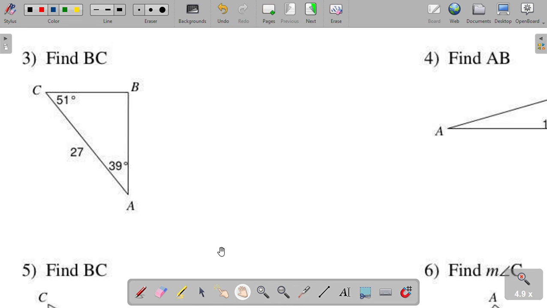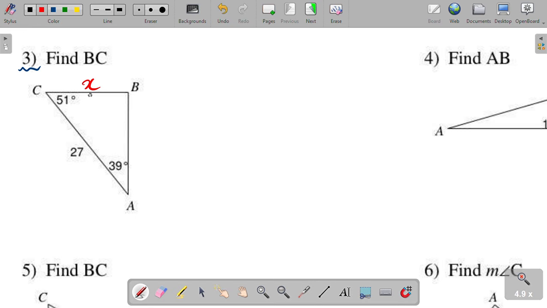Hello everyone. In today's video you're going to learn how to differentiate between when to use the sine law or the cosine law. Let's start with this example, question number 3. It's asking you to find the side BC. So this is the side BC. Let me label it as X because this is an unknown side.